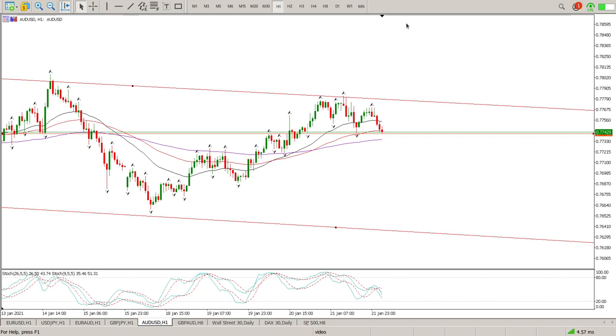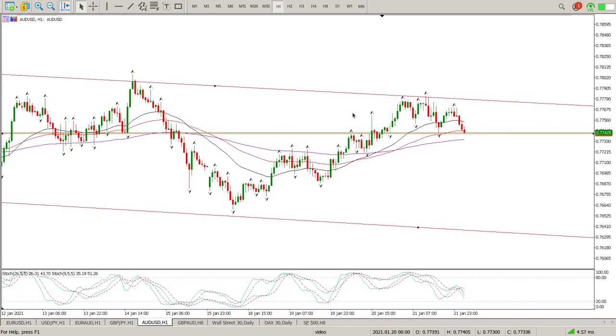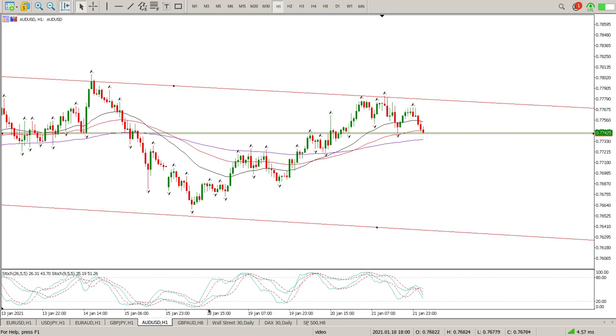I don't think I'm really keen on this just yet, especially not on a Friday. I don't see anything here. So that's the Japanese yen US dollar pair. Just sit on hands on that one.